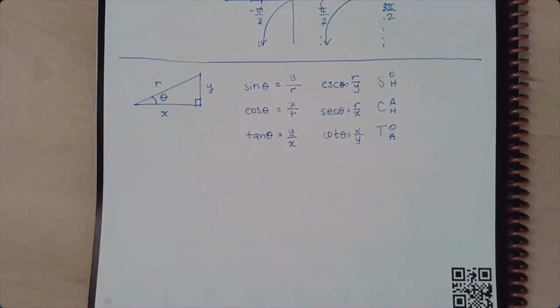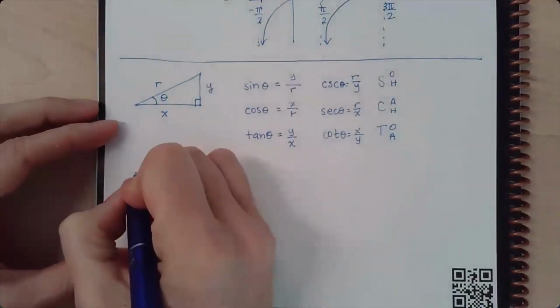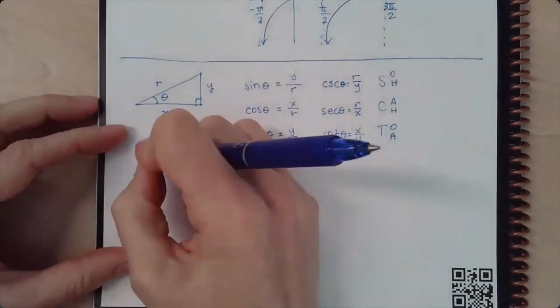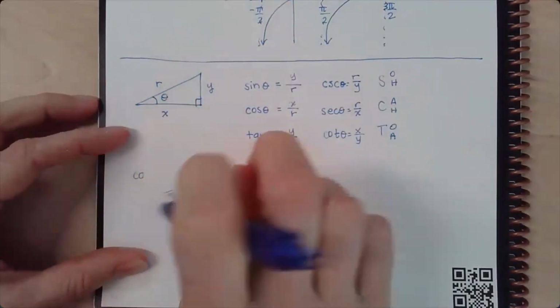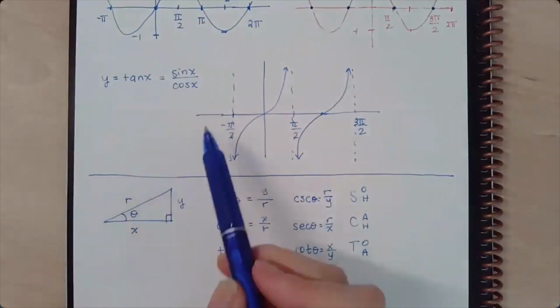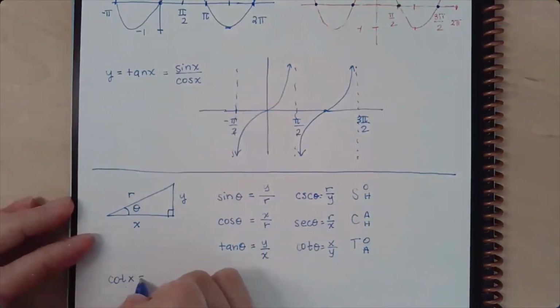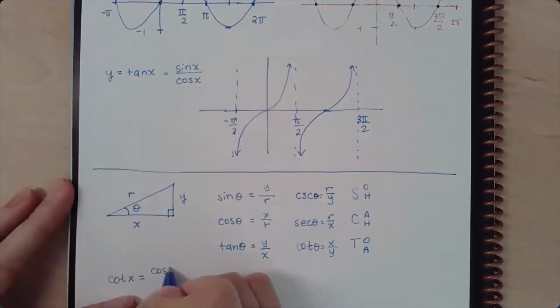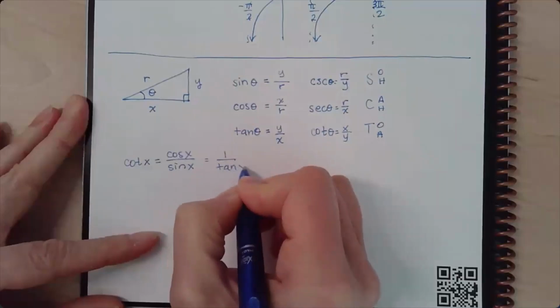I don't consider this next bit to be trig identities. I consider this to be part of what you should memorize in terms of these relationships. So cotangent. Now let me start with tangent. I already wrote it up there, that tangent is sine over cosine. So cotangent is cosine over sine. It's also 1 over tangent.